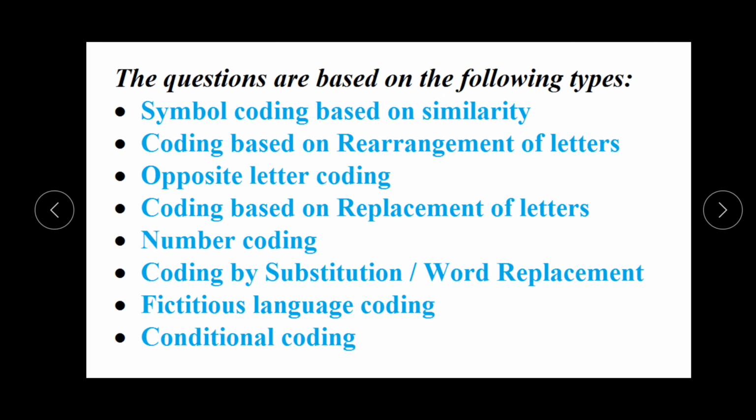In the coding decoding topic, we will discuss these topics: symbol coding based on similarity, coding based on rearrangement of letters, opposite letter coding, coding based on replacement of letters, number coding, coding by substitution, word replacement, fictitious language coding, and conditional coding. When we solve coding decoding questions in the exam, if the question is from these types, we will apply them in this order in the question paper.